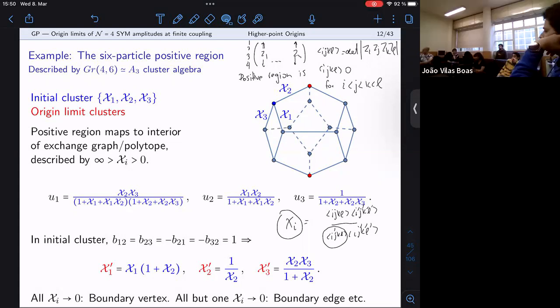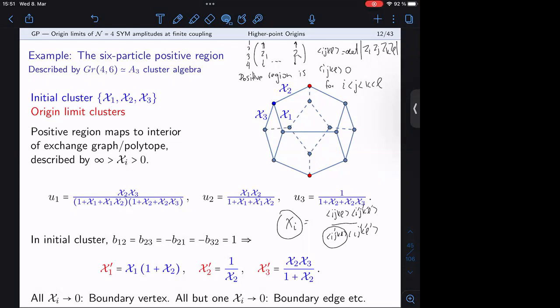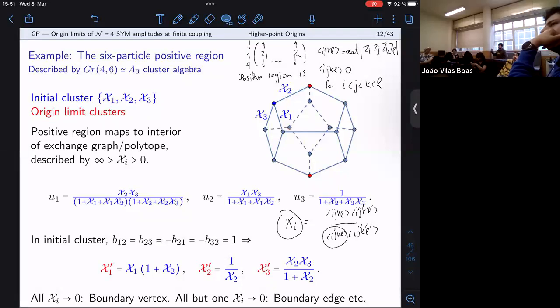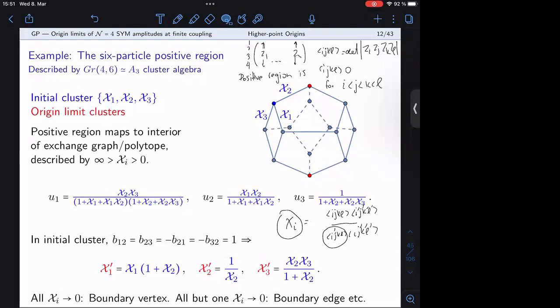So these momentum twistor variables, how are they related to the, well, I guess it's okay. Are they related to what? Sorry. Let me ask a different way. Is the positive region also the region where the x's are all positive? Always. These x's, the x coordinates. Yes, indeed, it's the region where, as I said, the x's are positive and less than infinity.